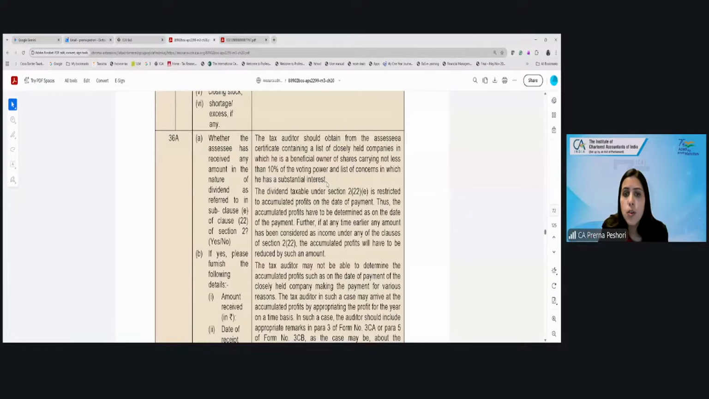It is the loans or advances to a shareholder who holds more than 10% of the voting power. In that particular case, it is considered as deemed dividend, isn't it? So in this particular case, the tax auditor will have to look into the books of accounts and look into the 26AS, to see whether any TDS has been deducted, right? He should obtain an undertaking from the client with respect to that.